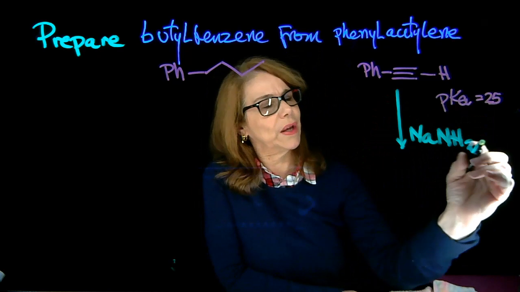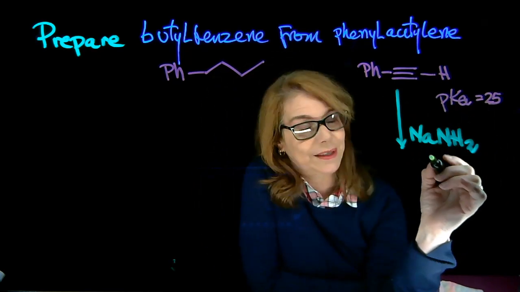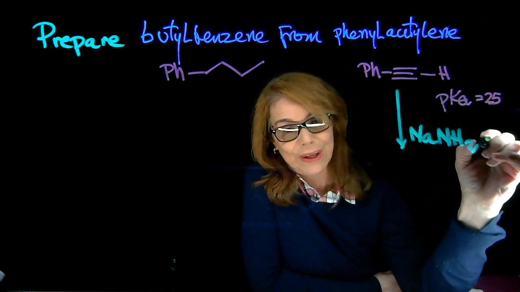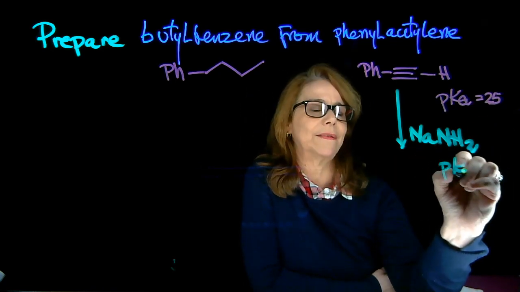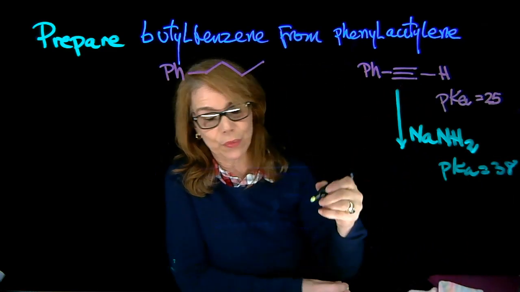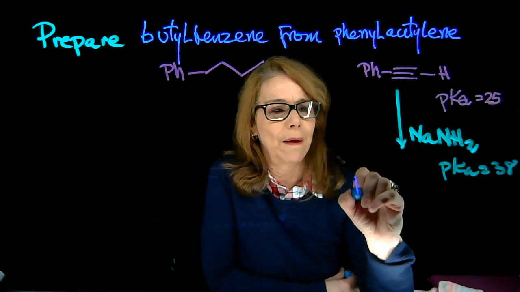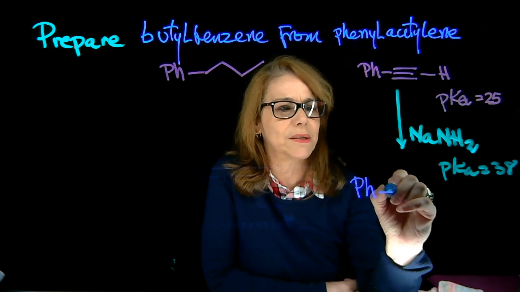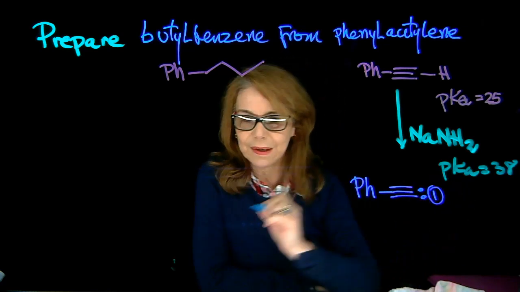And when I do that, the pKa of the conjugate acid of amide, ammonia, is 38. So here we go, it's capable of removing the hydrogen. So what we're doing now is forming the conjugate base. Here I have removed the hydrogen, giving my conjugate base.